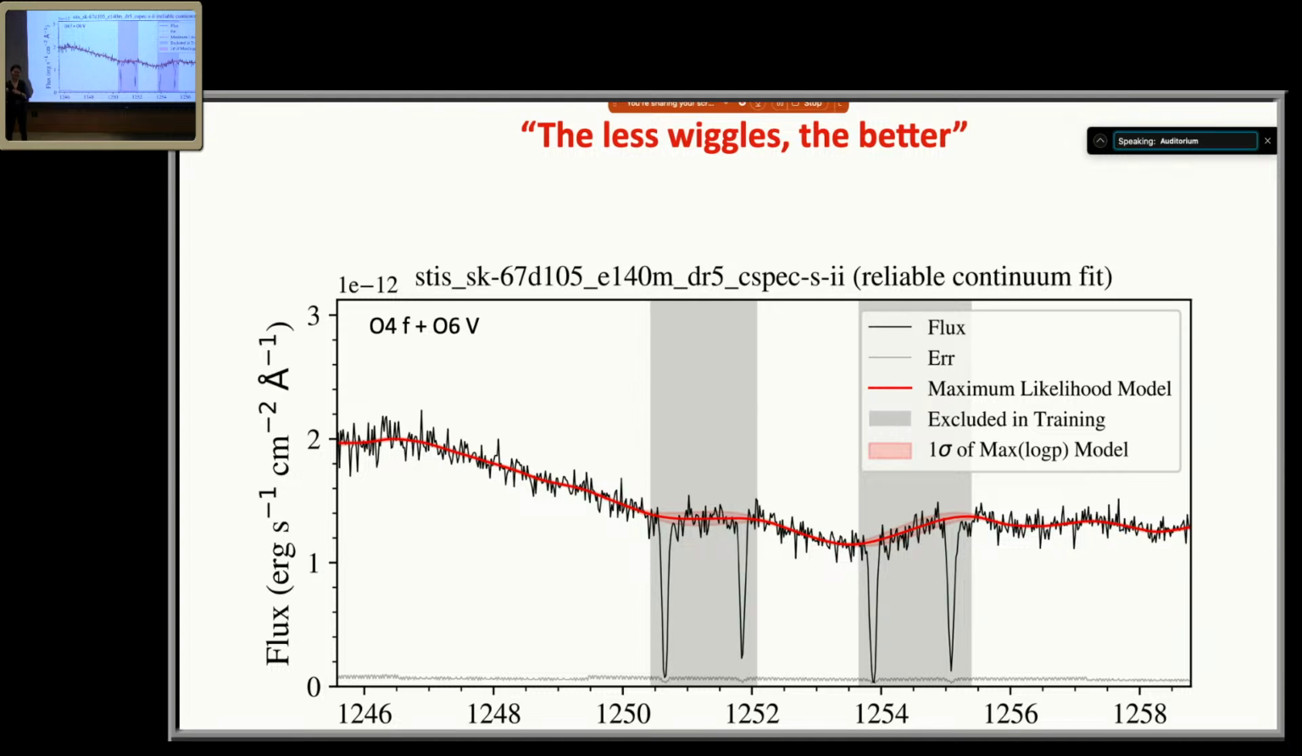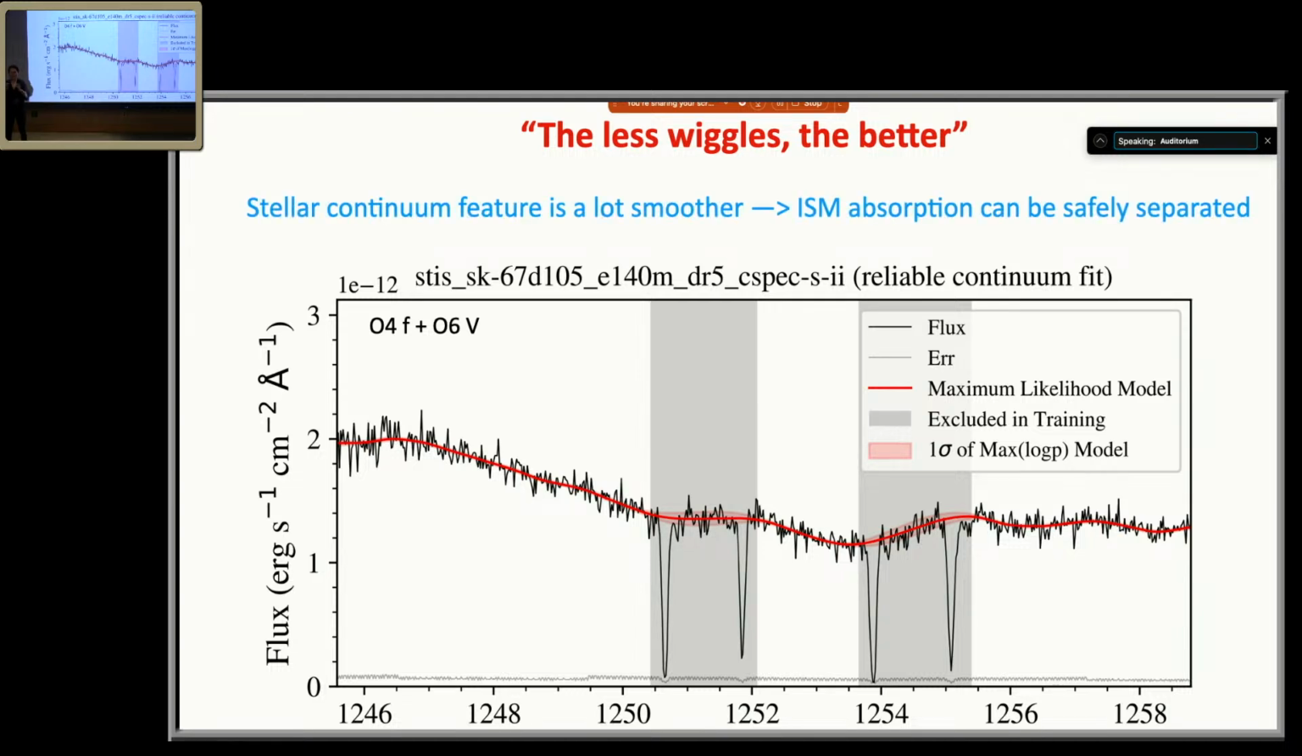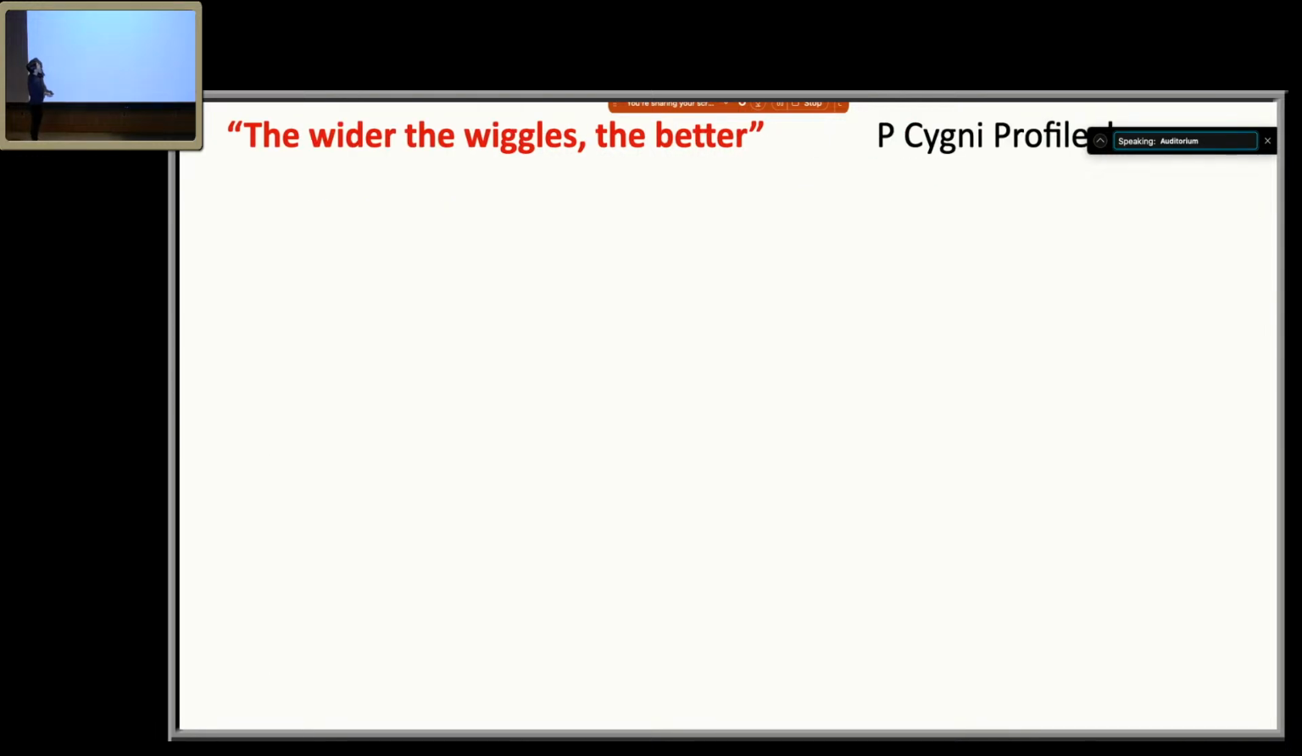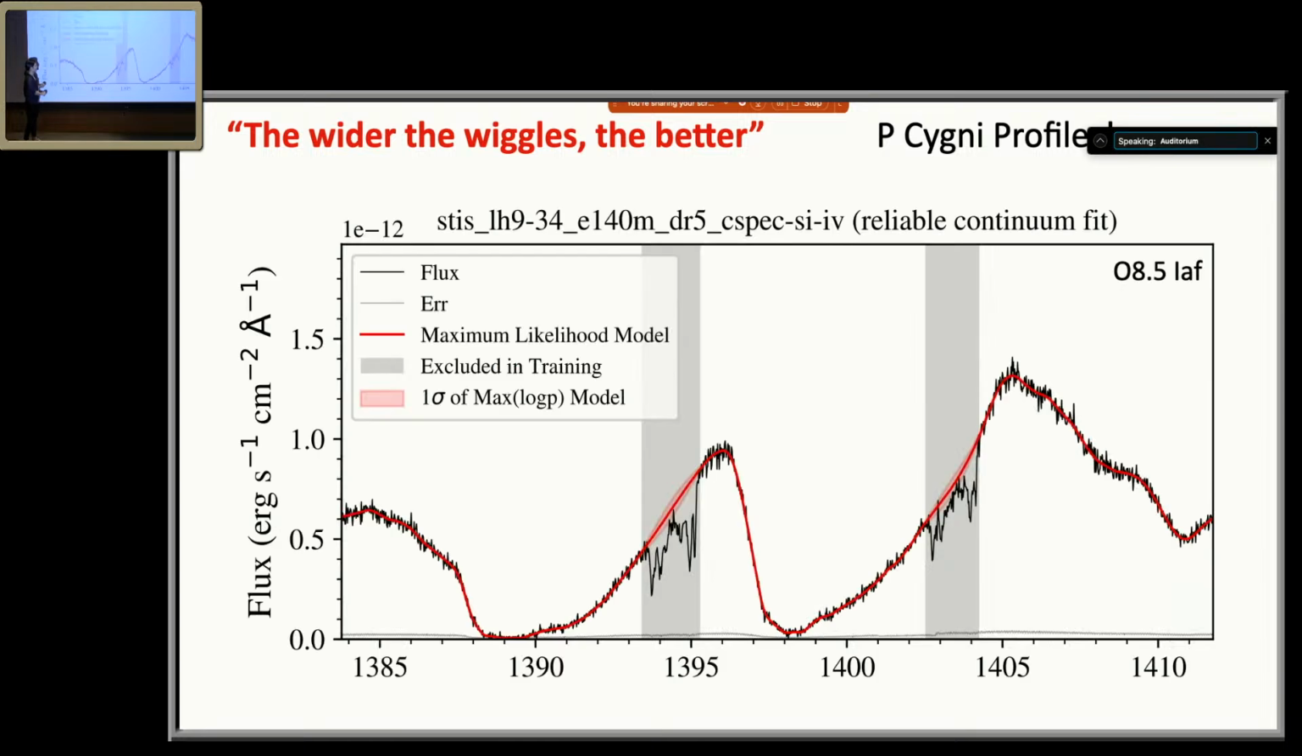Rule number 2: of course, in a lot of the regions, we don't expect very smooth stellar features. In that case, we want it to be the wider the wiggles, the better. By that, I really mean P-Cygni profiles. This is one of the amazing cases. I love P-Cygni profiles. So again, this is silicon-4 in a late O-type star. And in red, I am showing you our model P-Cygni profile fit to the data. And in gray, this is where the ISM absorption is. It is very clear that the ISM absorption is so narrow compared to the stellar features. You can separate these two very cleanly.